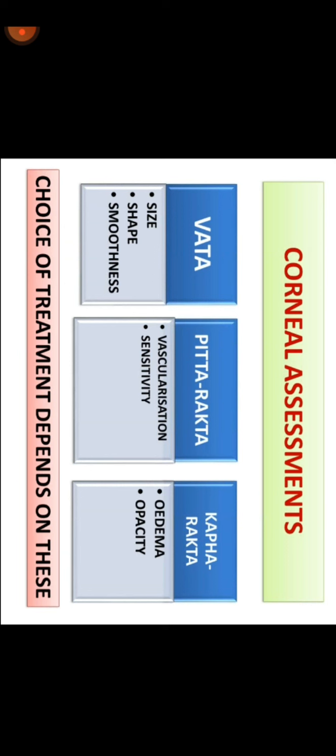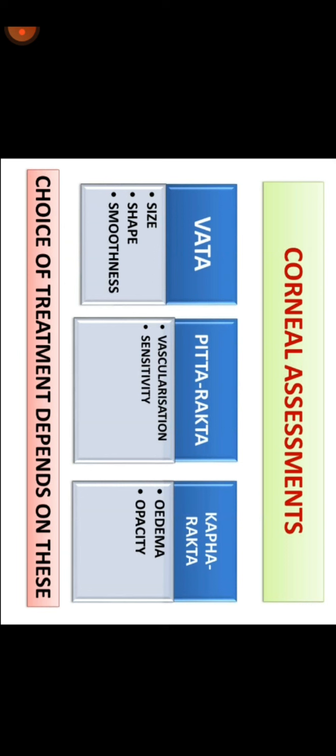And vascularization and sensitivity we have already explained. If it is neovascularization or high sensitivity, then we have to consider the Pitta Rakta. And if it is having edema or opacity, then we have to consider the Kapha dosha mainly. But all these conditions, as we know, are embryologically originated from the Rakta. So in all these conditions, we have to give some importance to the Rakta Dhatu also. So the choice of the treatment will depend upon this.